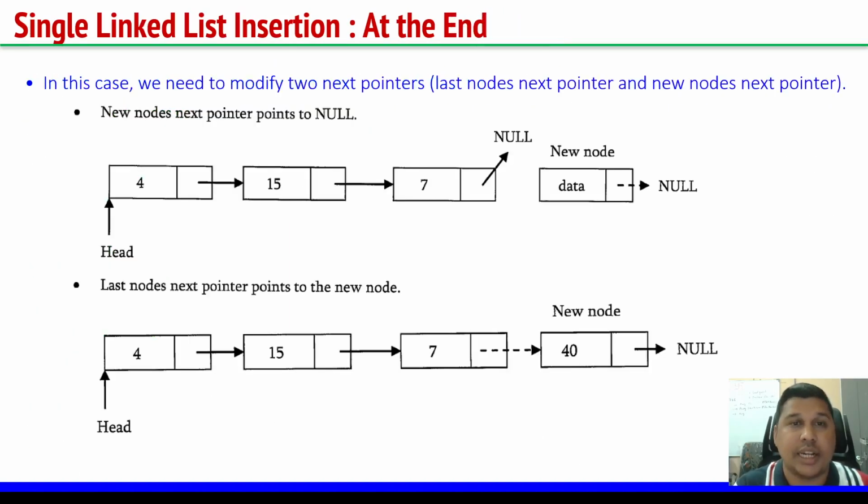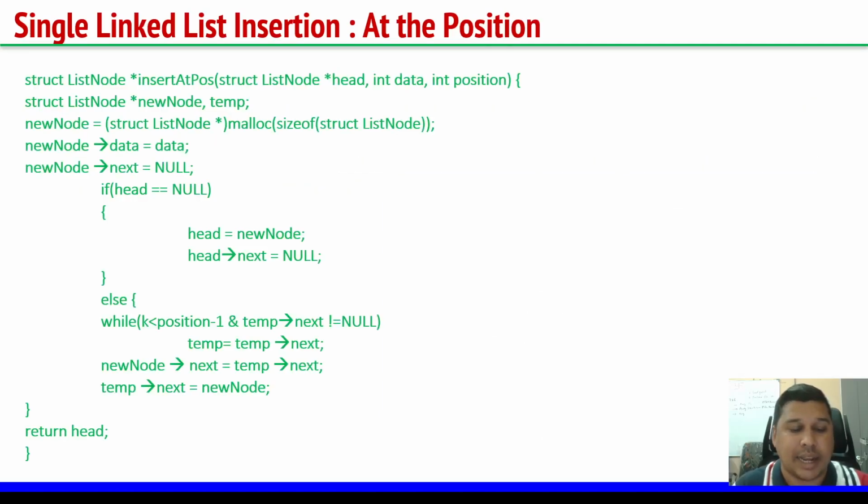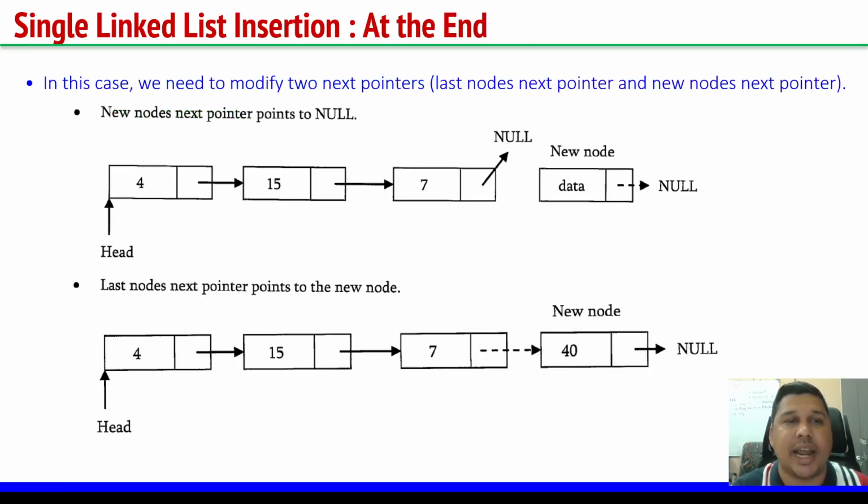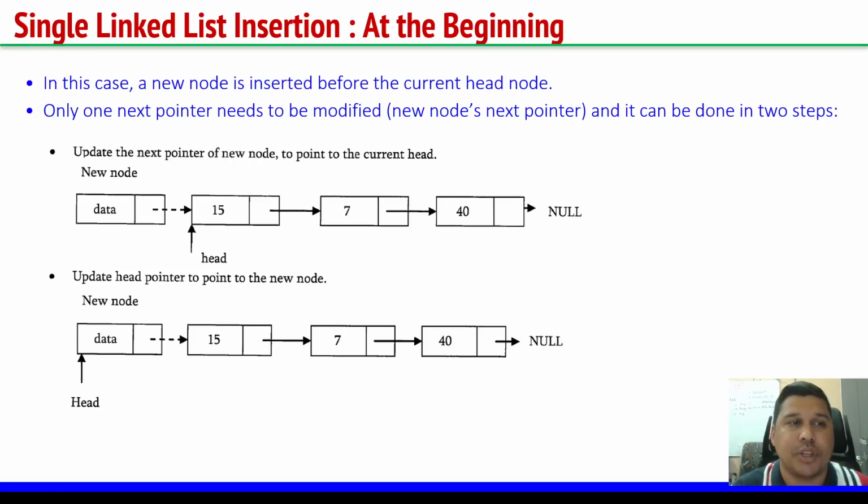I hope it is clear how we insert an element at any given position, or at the beginning and at the end. Okay, is it clear? Right. So we understood how to insert an element at the beginning, at the end and at any given position. With this we complete single linked list operations. Next we will see the implementation of single linked list.